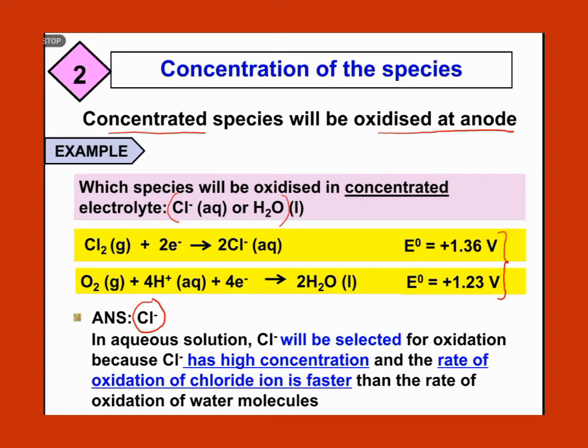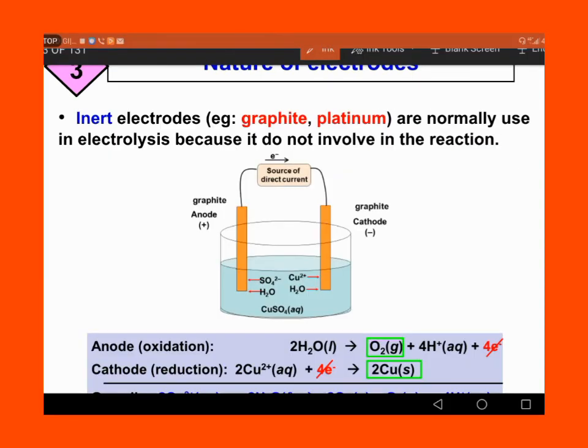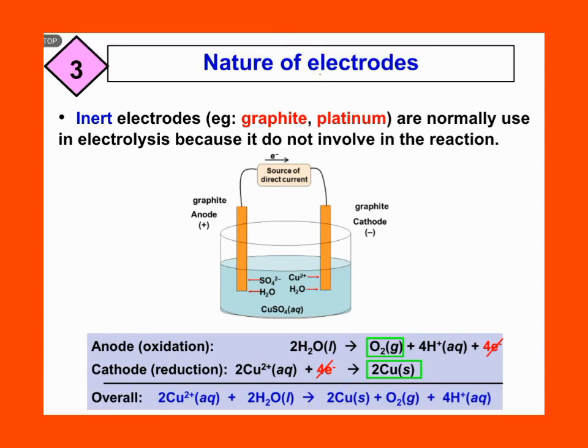In aqueous solution, chloride ion will be selected for oxidation because chloride ion has high concentration and the rate of oxidation of chloride ion is faster than the rate of oxidation of water molecules. The third factor is the nature of electrodes. Graphite and platinum are normally used in electrolysis because they do not get involved in the reaction.